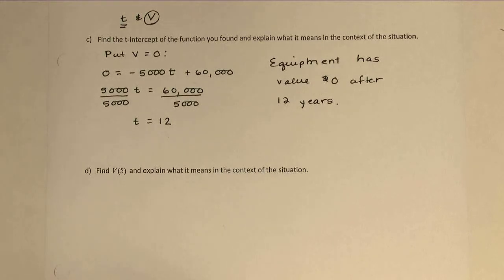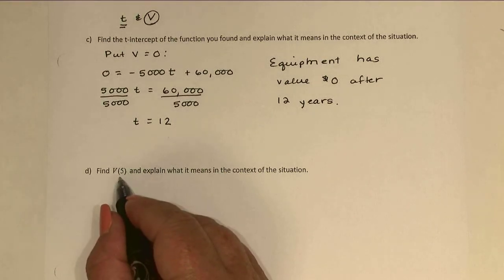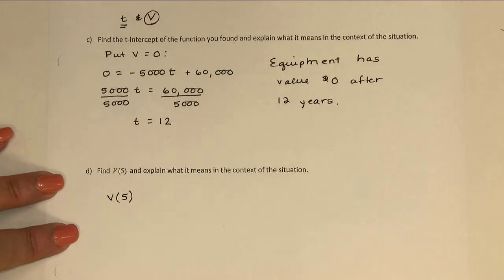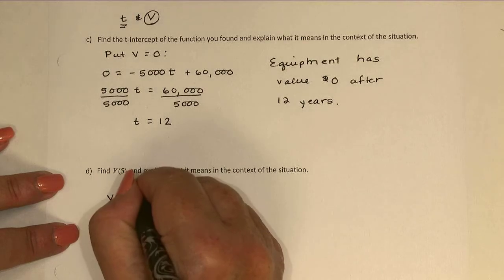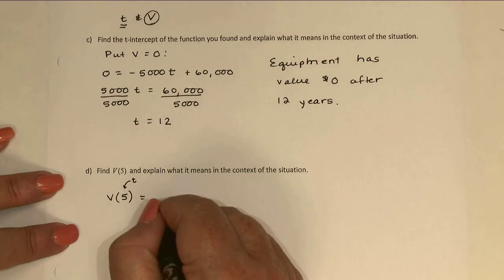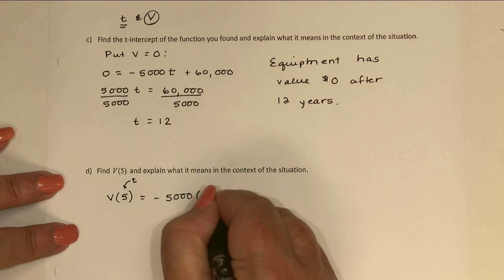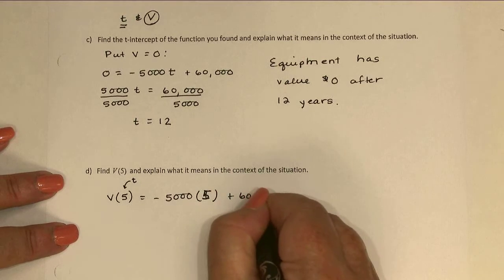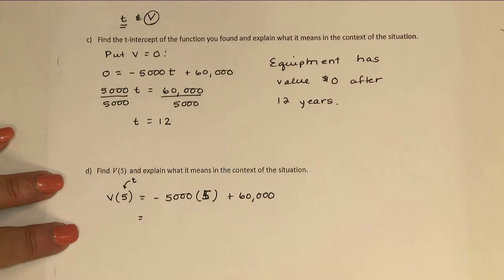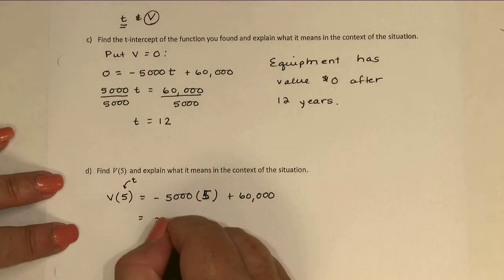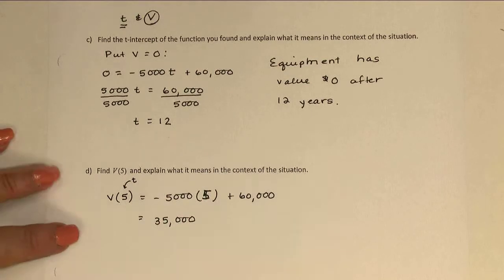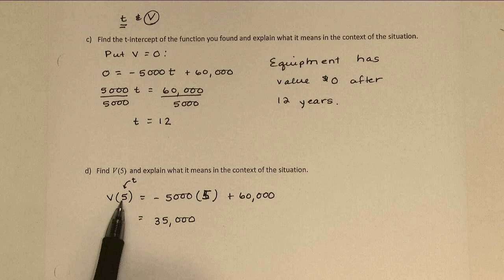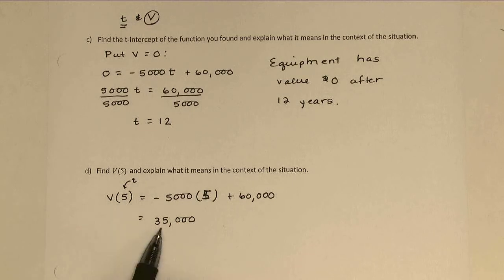In part D, using our function notation, we're asked to find v of 5 and explain its meaning. So v of 5, we're plugging 5 in for the t value. That would be negative 5,000 times 5 plus 60,000. And that's just a calculator problem. It gives me 35,000. Once again, interpreting in context, t equals 5 would give me 5 years after purchase. The value is $35,000.